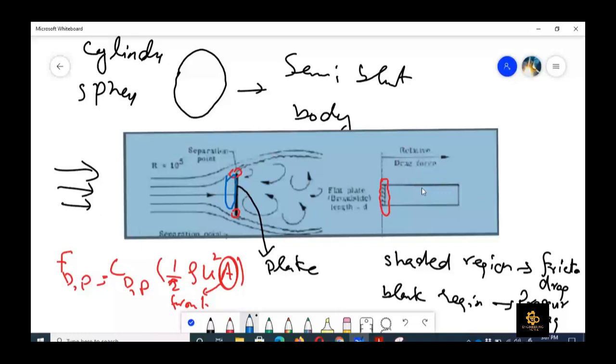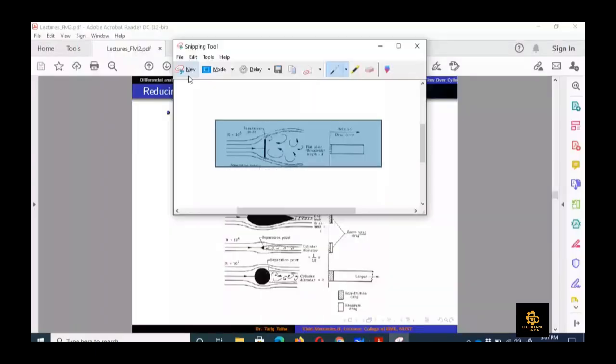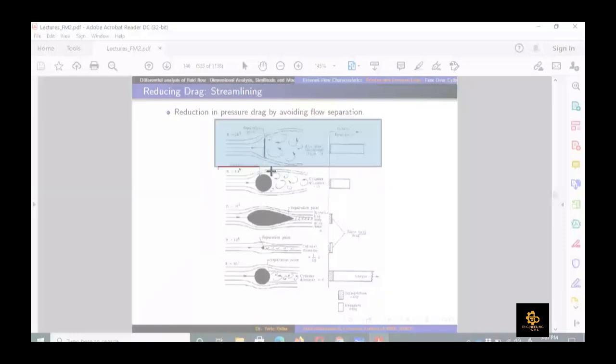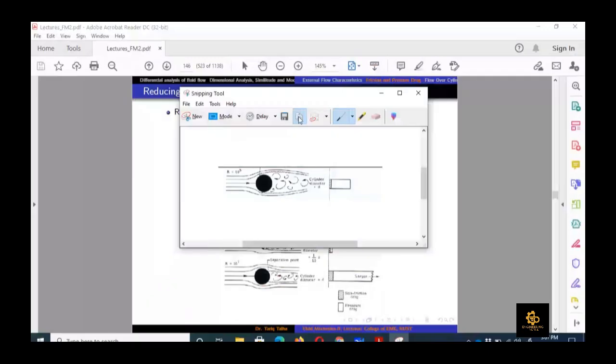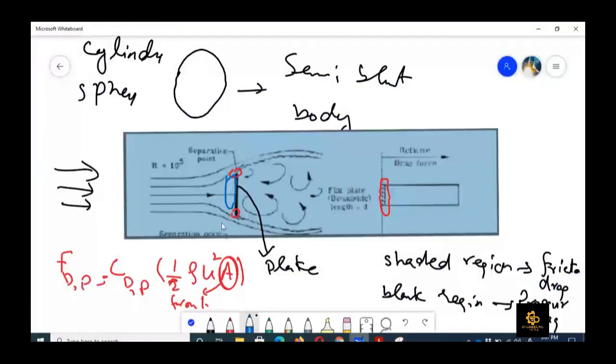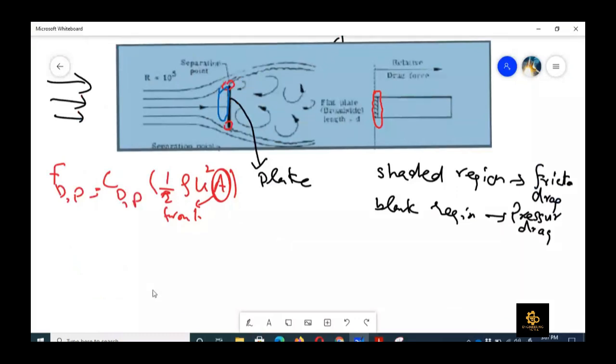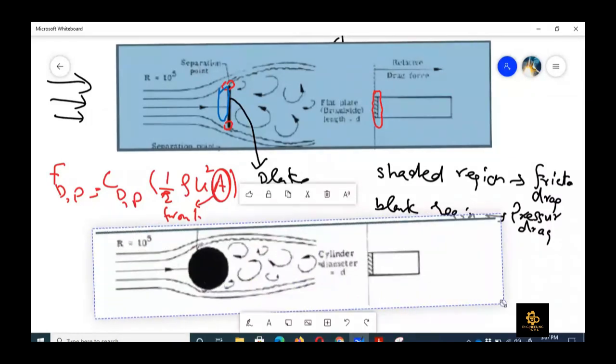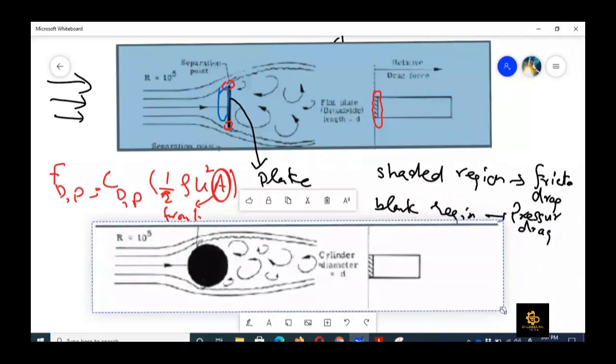Now let's see the next figure, which we can try to do here again. Now we talk about flow over a circular cylinder. So let me copy it, and now we put it here. Okay, this is the second figure, which is a semi-blunt body. The Reynolds number is the same, but we have a semi-blunt body, which is a circular cylinder or sphere in this case.